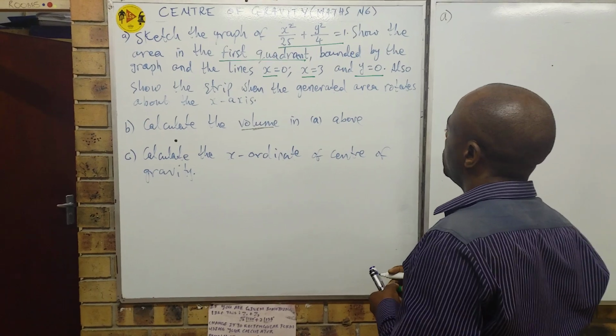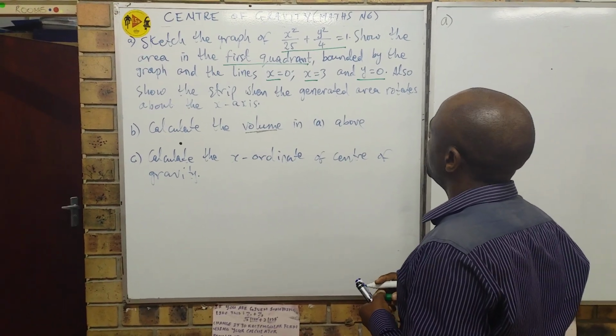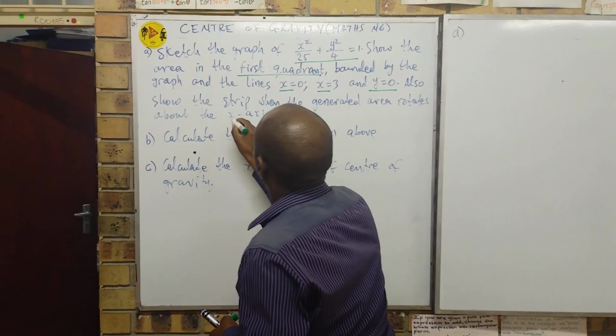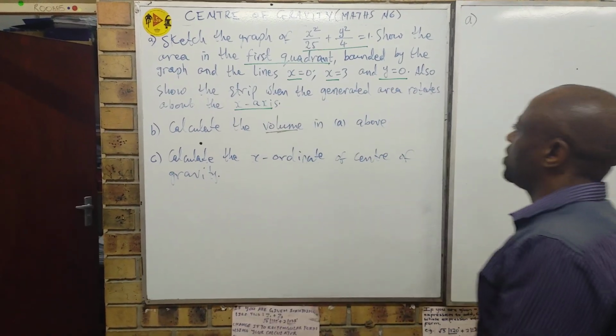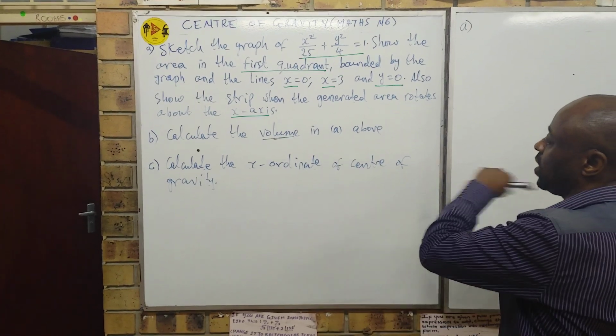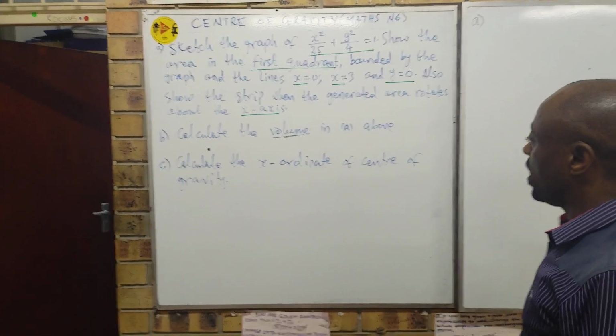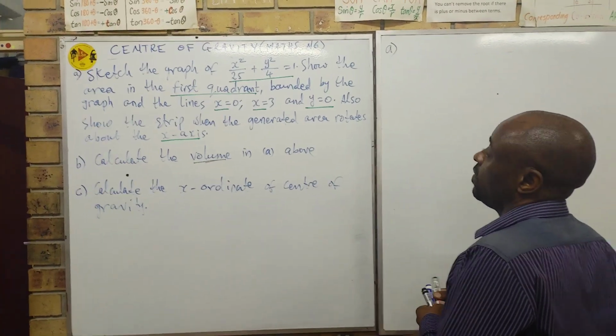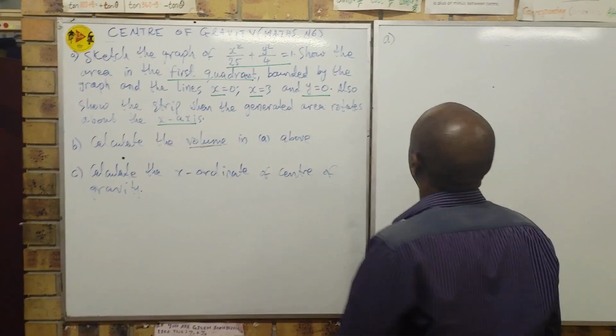Also show the strip when the generated area rotates about the x-axis. So once I read that problem, that is what is important to me. Then from there I'll calculate the volume, then I'll look at the x-coordinate of center of gravity. So I'll start with the important information that I've underlined.